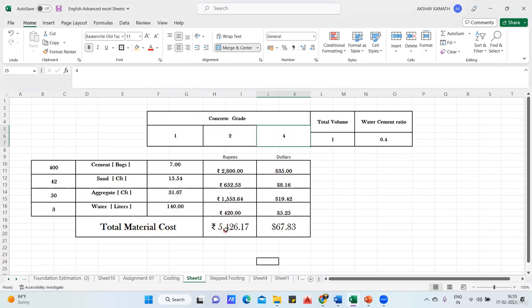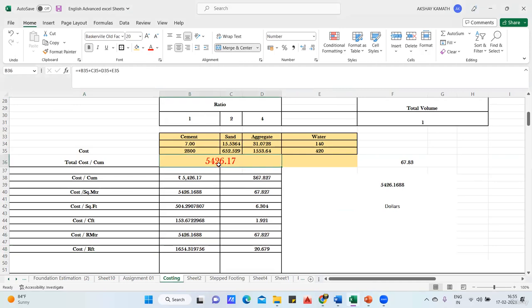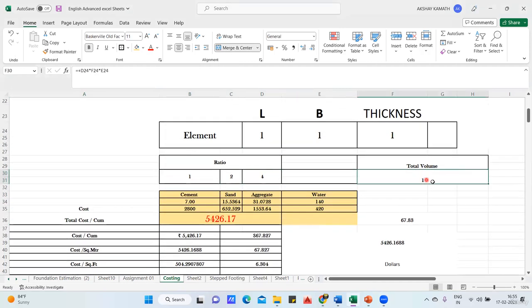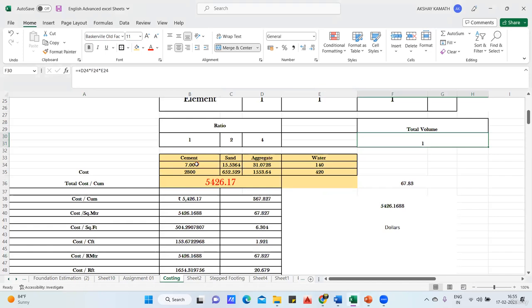We got the total material cost as 5426 rupees. Same thing you can see here, 5426 rupees. 1:2:4 is the ratio. Total volume I've written 1 here. And I've got 7 cement bags, 15.53 CFT of sand, 31.07 CFT of aggregate, and 140 liters of water. I've taken 400 rupees as the bag rate of cement, sand at 42 rupees per CFT, aggregate at 50 rupees per CFT, and water at 3 rupees.